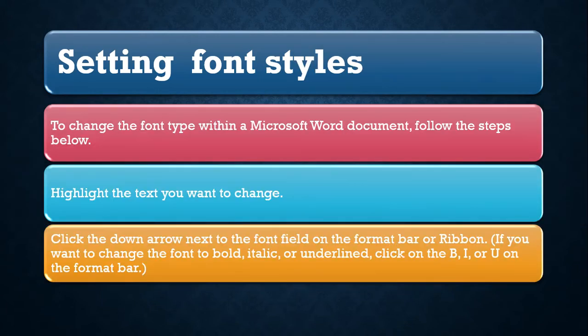Setting font style. To change the font type within a Microsoft Word document, follow the steps below. Highlight the text you want to change. Click the down arrow next to the font field on the format bar or ribbon. If you want to change the font to bold, italic or underline, click on the B, I or U on the format bar.